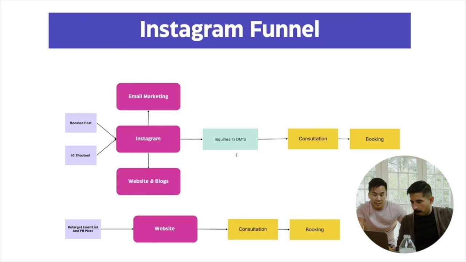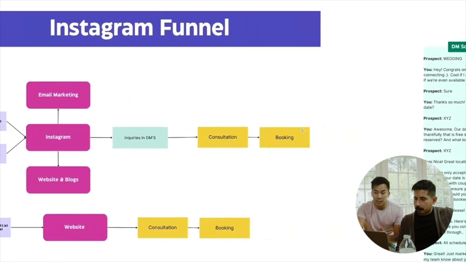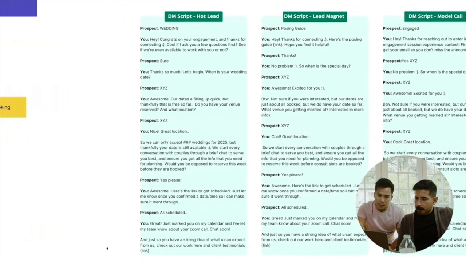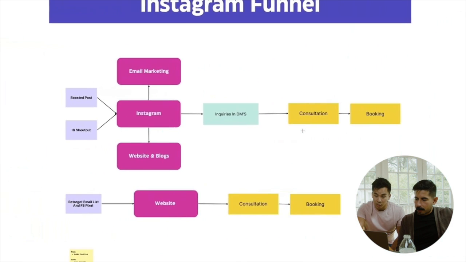Okay. But the goal is to get inquiries via DMs. Say, message me the word wedding if you're engaged. Message me the word fall if you want to reserve one of these fall minis. And then we use these scripts that I showed earlier. So yes, screenshot that if you didn't before. And then we turn that into a booked wedding.